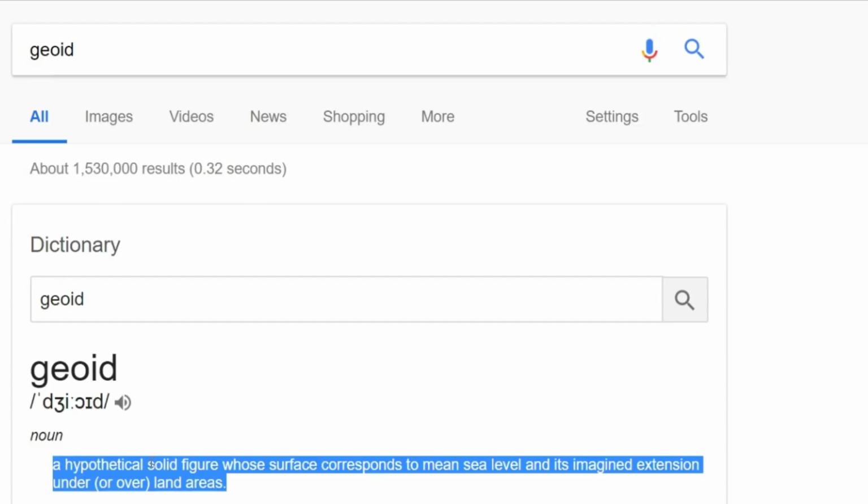Is it talking about something that's real, or is it something? I know what hypothetical means, and it's saying it's a solid figure that's hypothetical. So let's paraphrase this into the iron core. That's a hypothetical solid figure because it's supposed to be the iron core of the Earth, and that's supposed to be solid. Whose surface corresponds to mean sea level and its imagined extension over or under land areas. So what are they actually referencing?